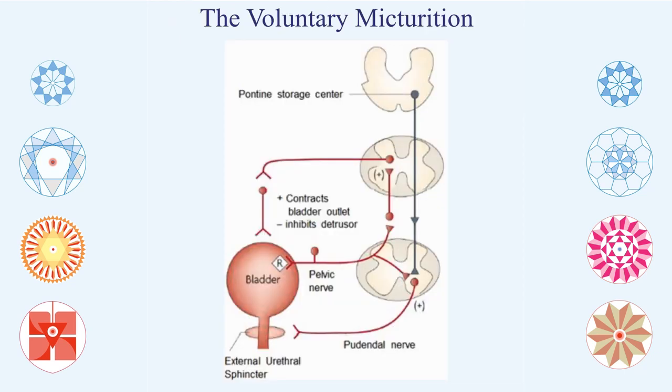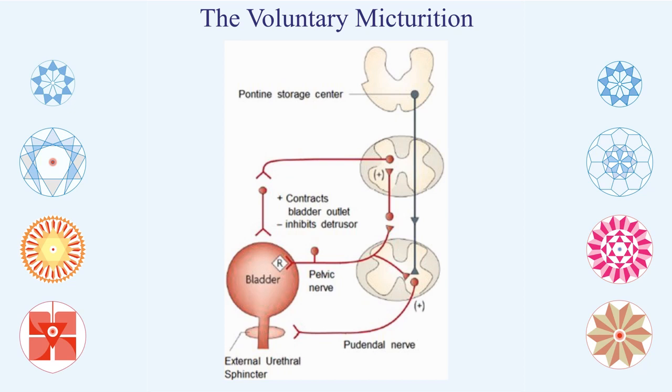This is voluntary micturition. Right on top, you can see the pontine storage center. There is a center in the brain stem, which has three parts: midbrain, pons, and medulla oblongata. The center for checking how much urine is in the bladder is in the pontine area, not in the medulla oblongata. You can see that it has a connection coming down to the pudendal nerve, and the pudendal nerve has a connection with the external urethral sphincter. There is also a connection with the pelvic nerve, which connects to the detrusor muscle, and bladder output to the detrusor muscle. So I think this picture is very clear.